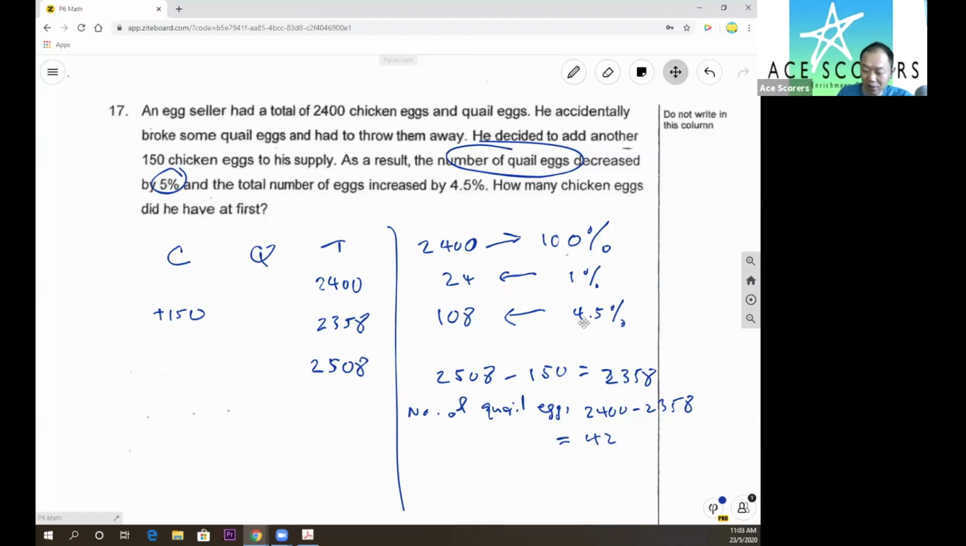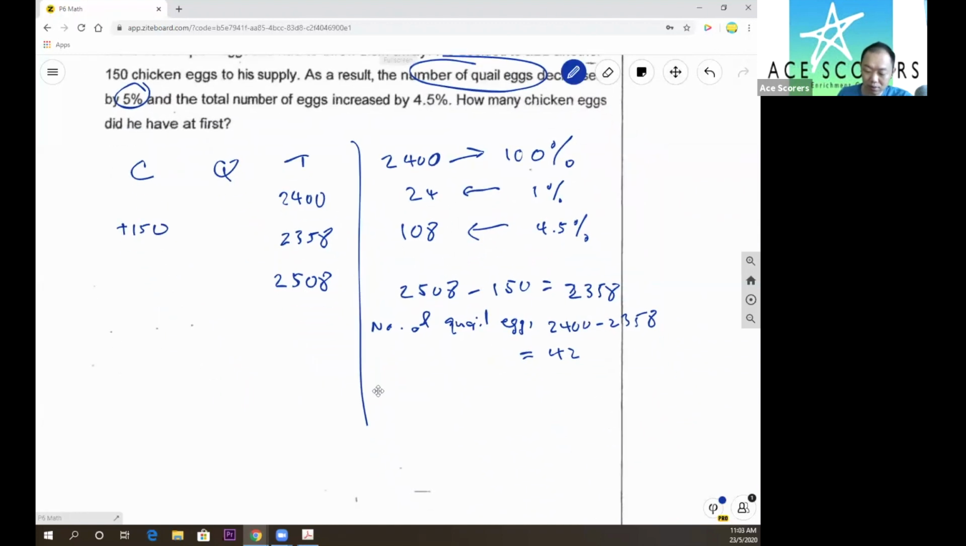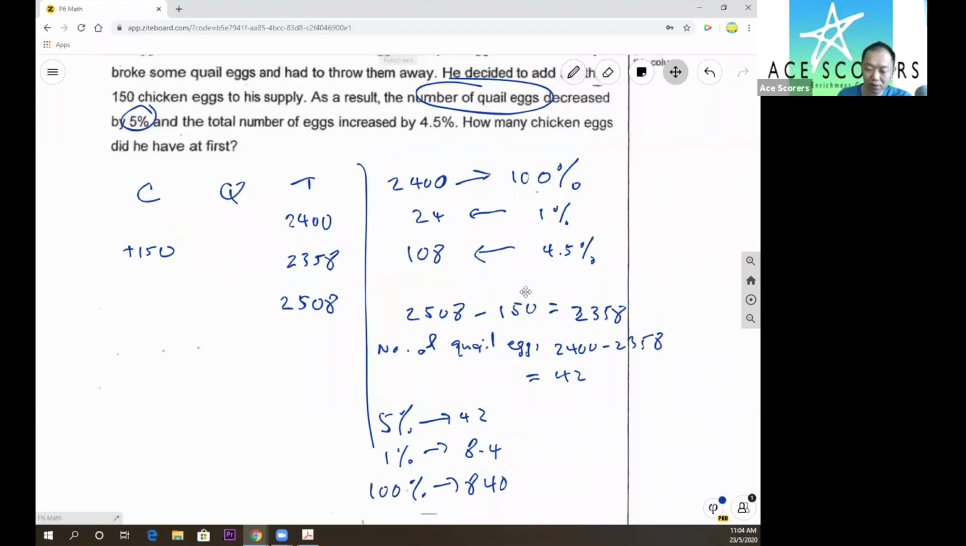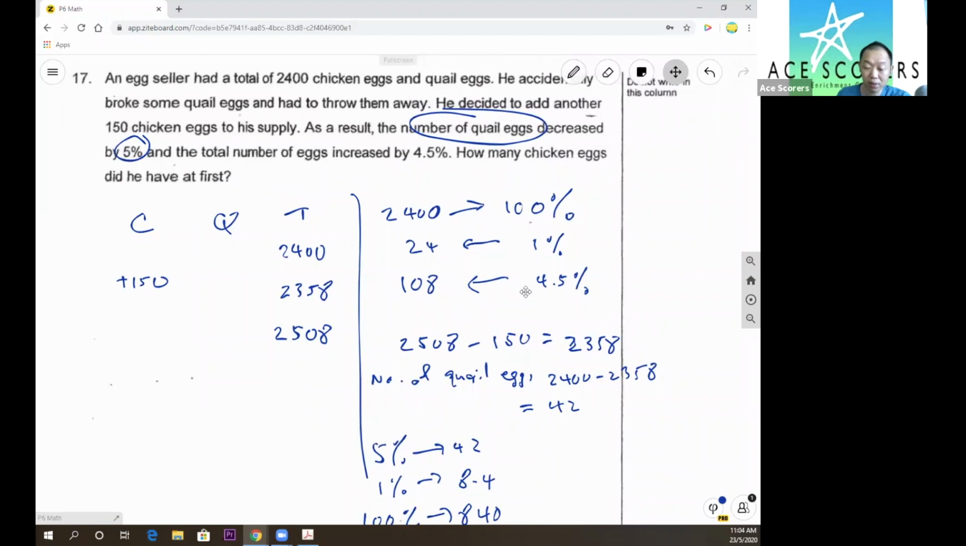Now if 5% is 42, 1% is divided by 5. There's a bit of decimal, but it doesn't matter because 100% it's 840. So there are actually 840 quail eggs at first. So 100% is 840. So number of quail egg is 840.